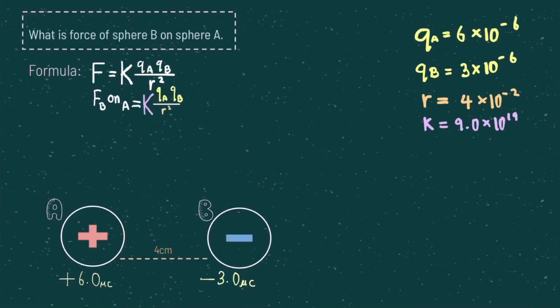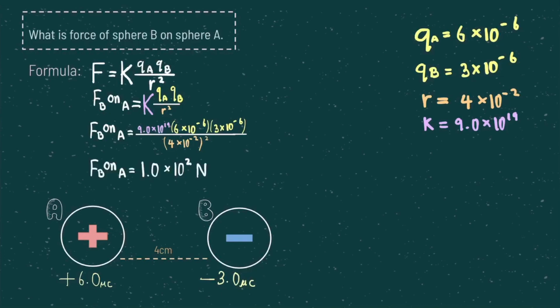After we get every value, we just put it in its place. So F of B on A is 9.0 times 10 to the power 9 times 6 times 10 to the power negative 6 times 3 times 10 to the power negative 6, then divided by 4 times 10 to the power negative 2, squared. And that gave us the F of B on A, which is 1.0 times 10 to the power 2, and the unit is N.